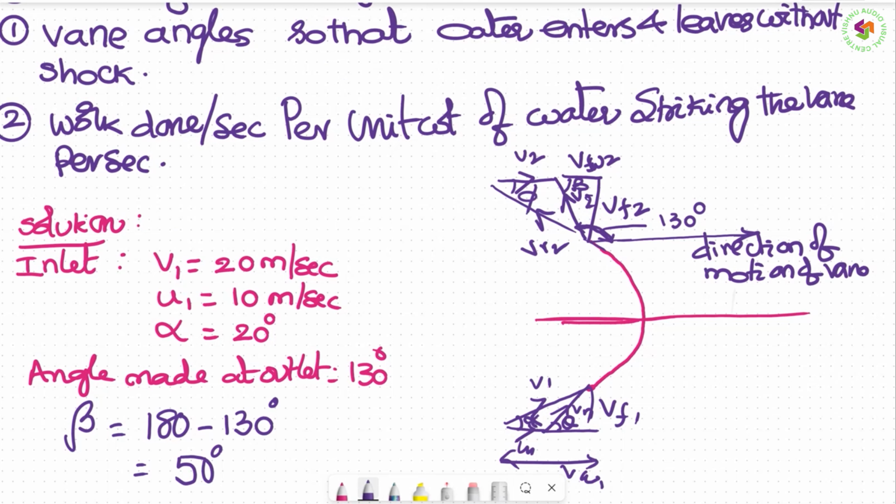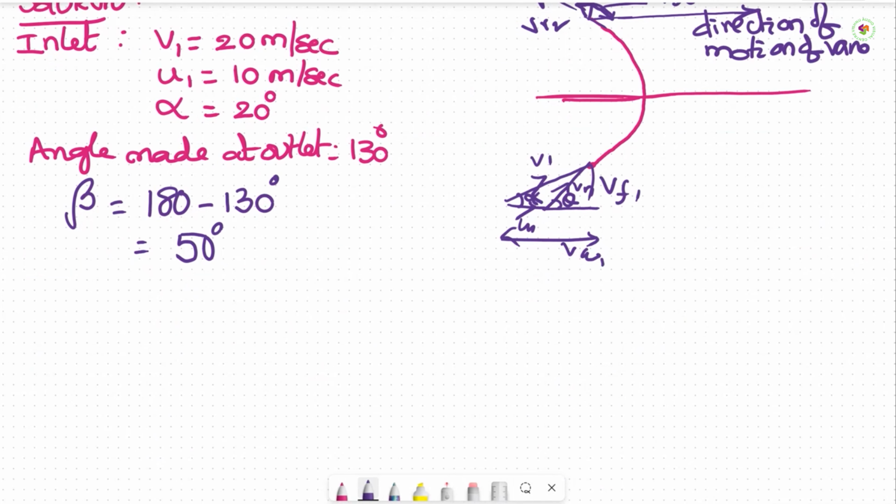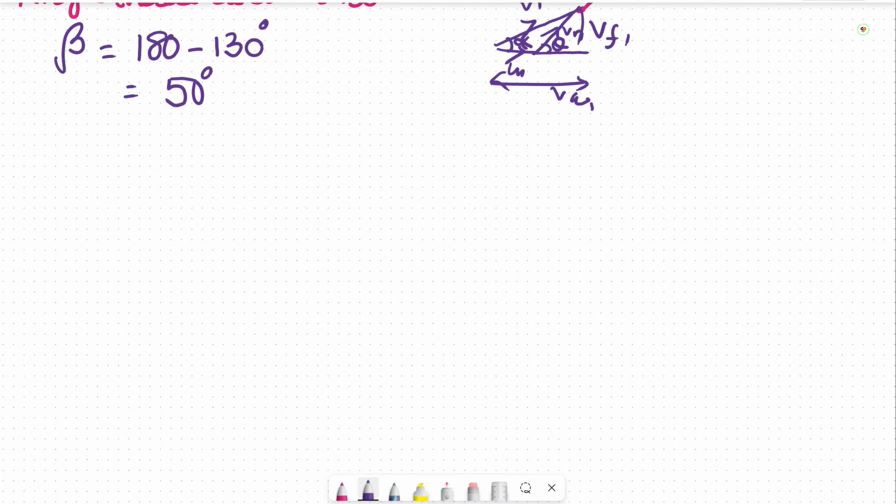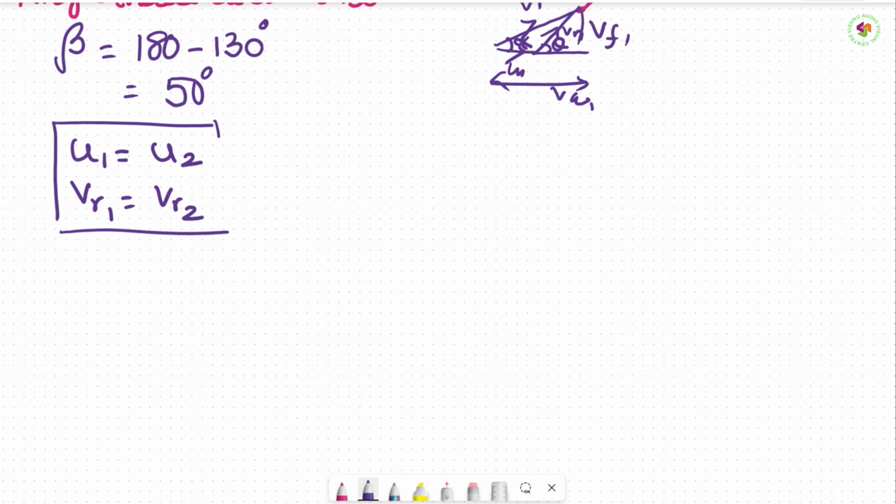Now, knowing this, let us go forward. There is no shock, as you were told. So U1 is equal to U2. Similarly, VR1 is equal to VR2. How am I able to write these two? Because he mentioned that there is no shock and the entry is so smooth, so both the losses are neglected. That's how it is made.